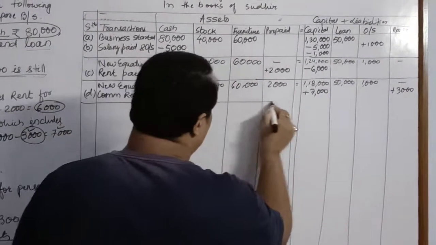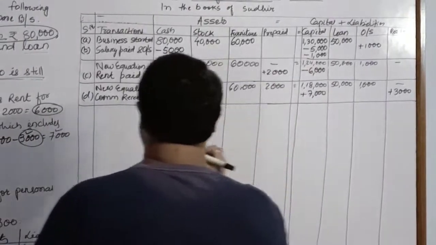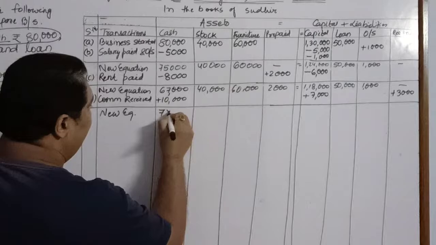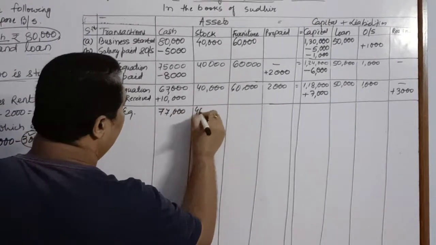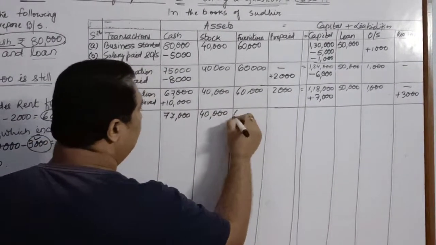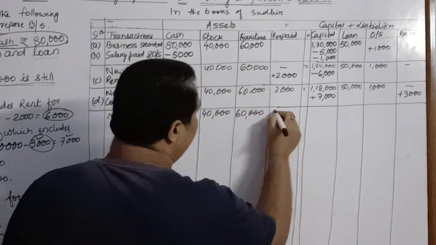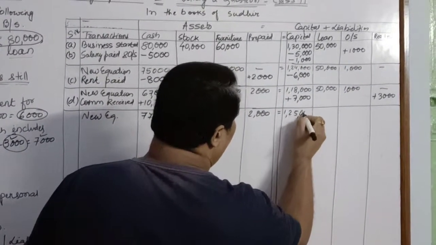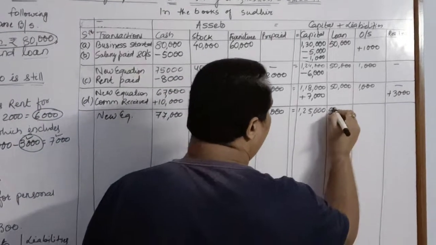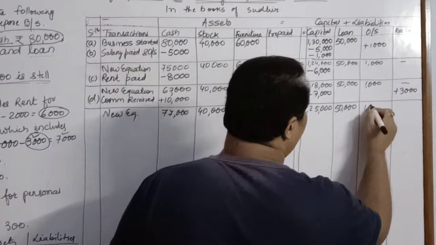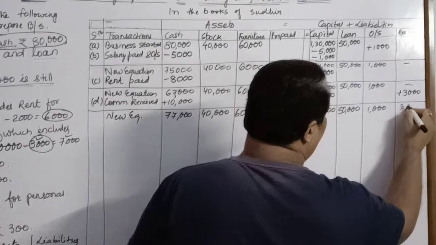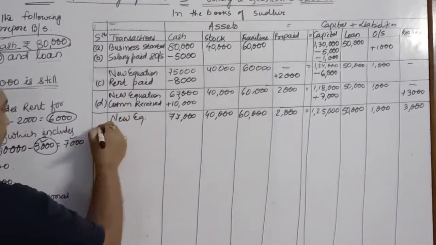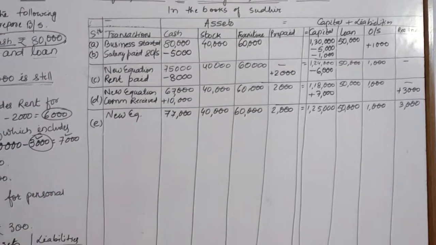So after this, my new equation once again will be 77,000, 40,000, 60,000, 2,000, 1,25,000, 50,000, 1,000 and 3,000. So this is my new and the current equation. Now the next transaction takes place.